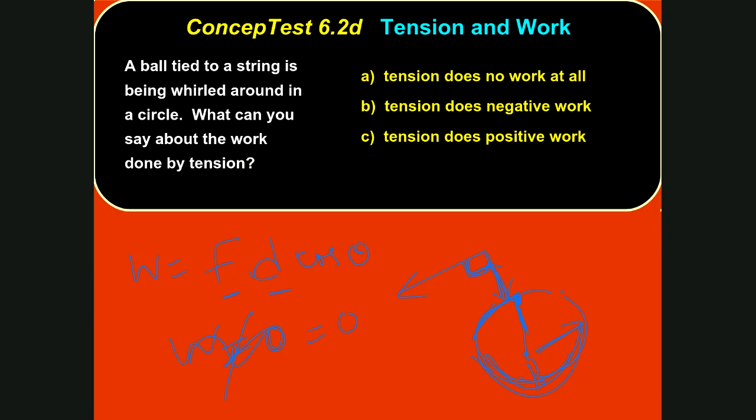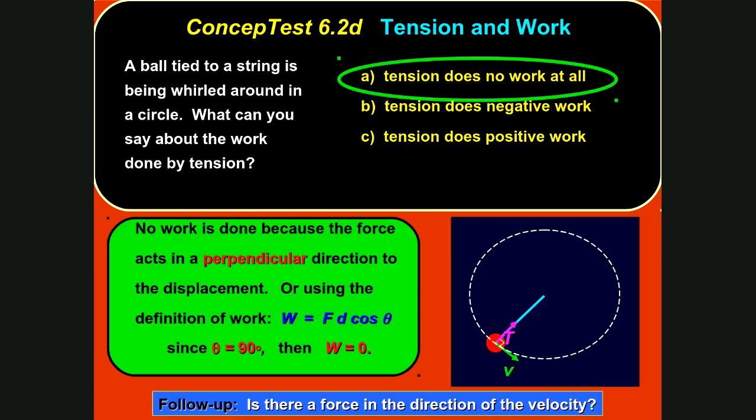So a ball tied to a string is being whirled around in a circle. What can you say about the work done by the tension? So that's it. The tension does no work at all. You can look at the explanation here, the same stuff that I was explaining, and it's a better diagram than what I was drawing. So then let's go ahead with the next multiple choice.